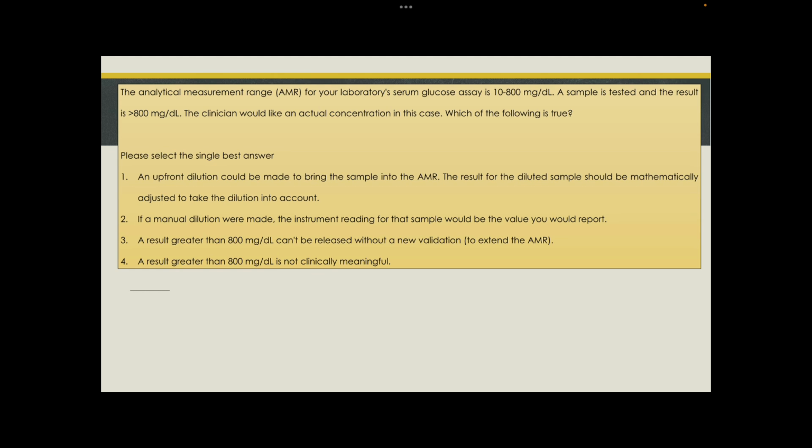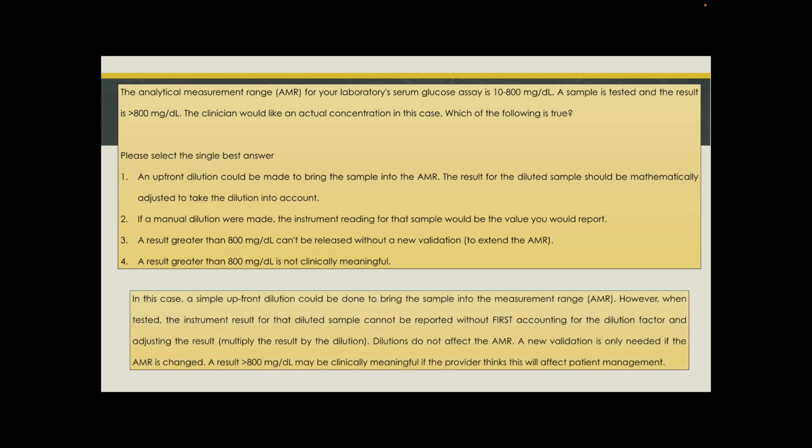The answer. In this case, a simple upfront dilution could be done to bring the sample into the measurement range, AMR. However, when tested, the instrument result for that diluted sample cannot be reported without first accounting for the dilution factor and adjusting the result. Multiply the result by the dilution. Dilutions do not affect the AMR. A new validation is only needed if the AMR is changed. A result greater than 800 mg per deciliter may be clinically meaningful if the provider thinks this will affect patient management.